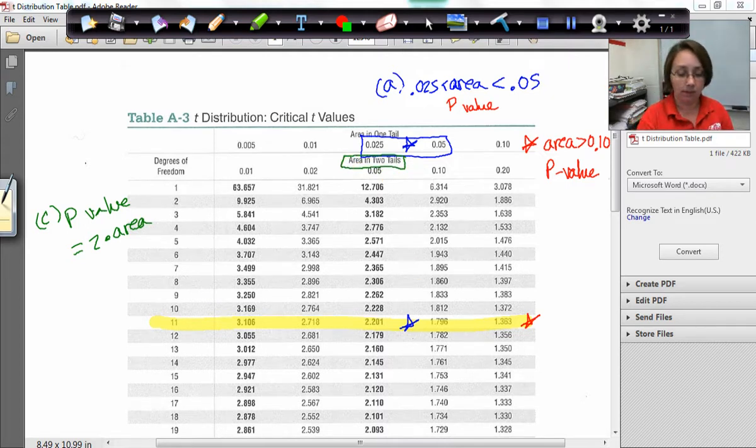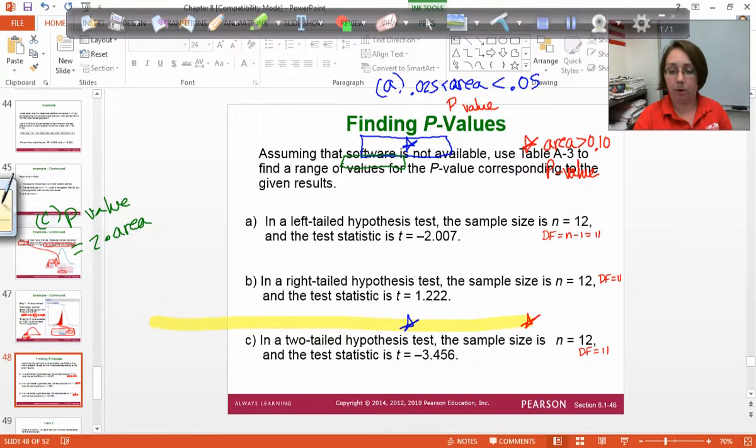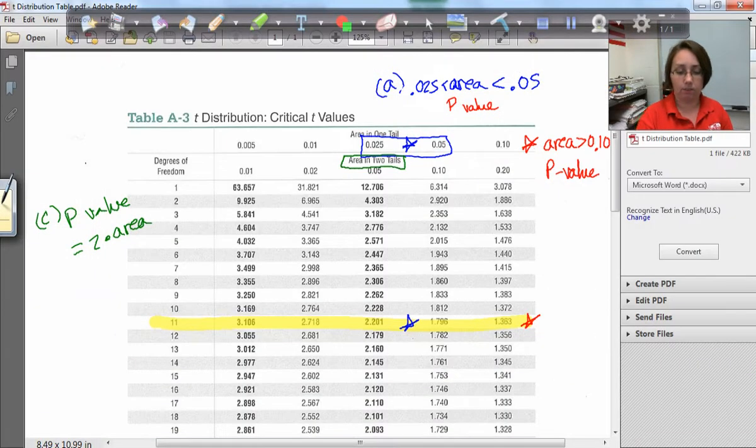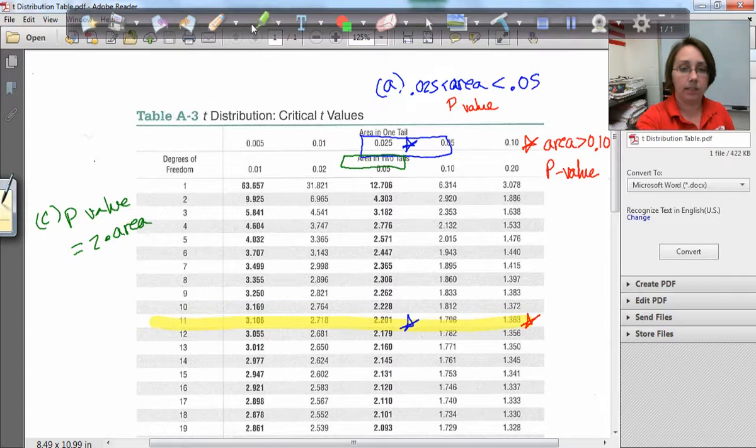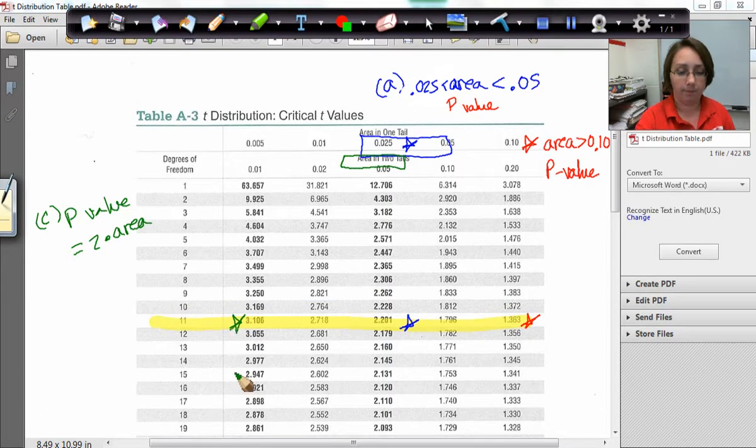So, let me go get my t-value. 3.456. 3.456 is actually over here. It's bigger than all of these t-values, which means if we go to the two-tail line, it is over in this section of those areas. So if we use the two-tail line, we do not have to double our area. If we use the one-tail line, we have to double it. So our p-value, it turns out, is less than 0.01.